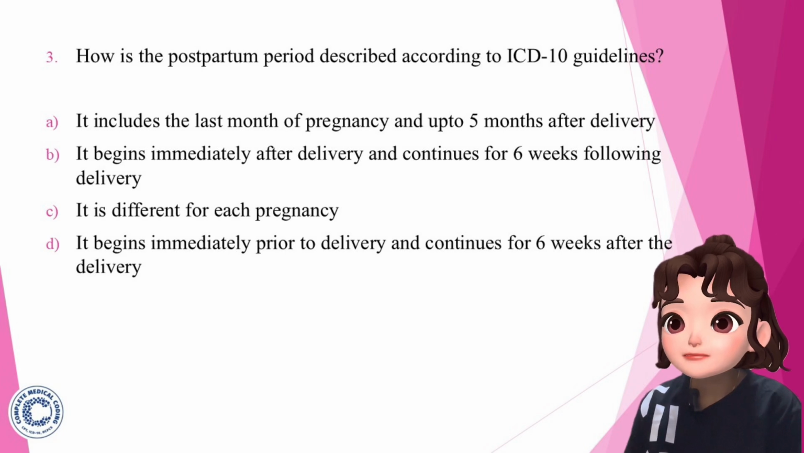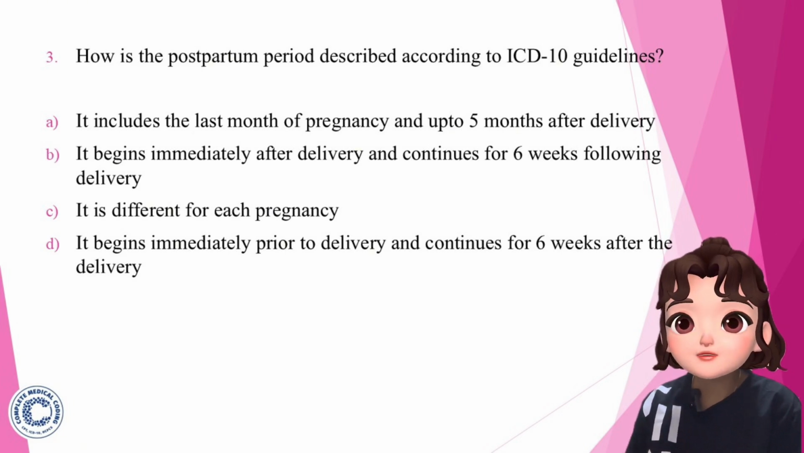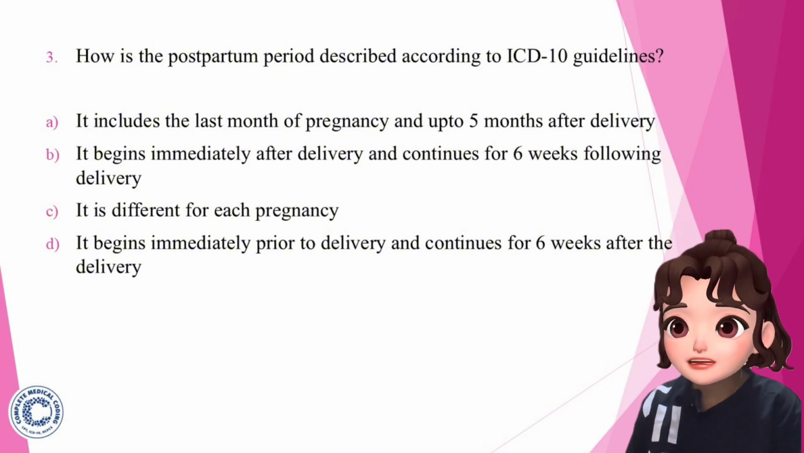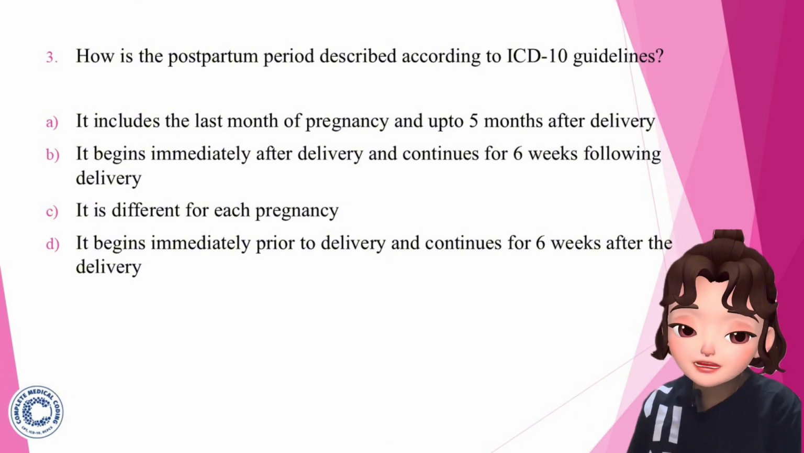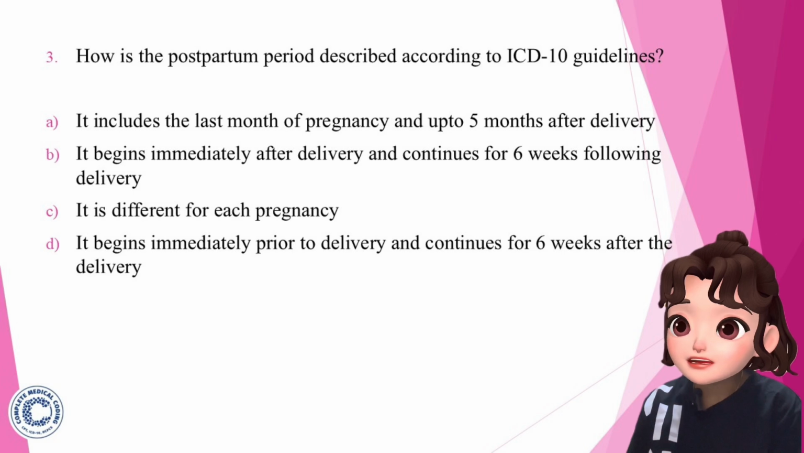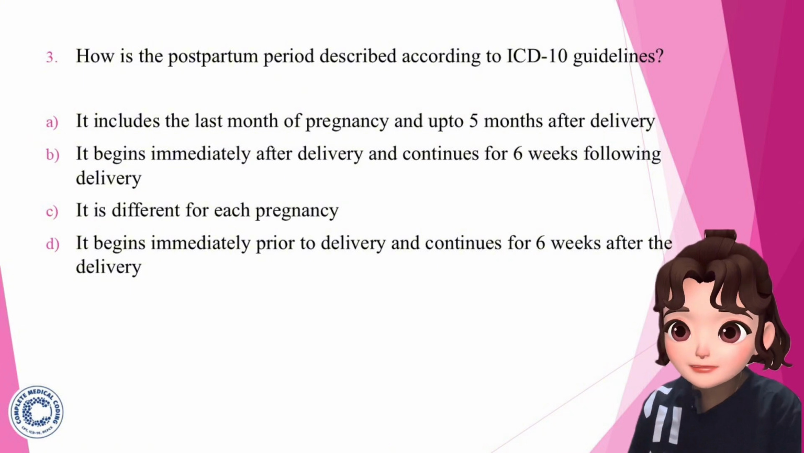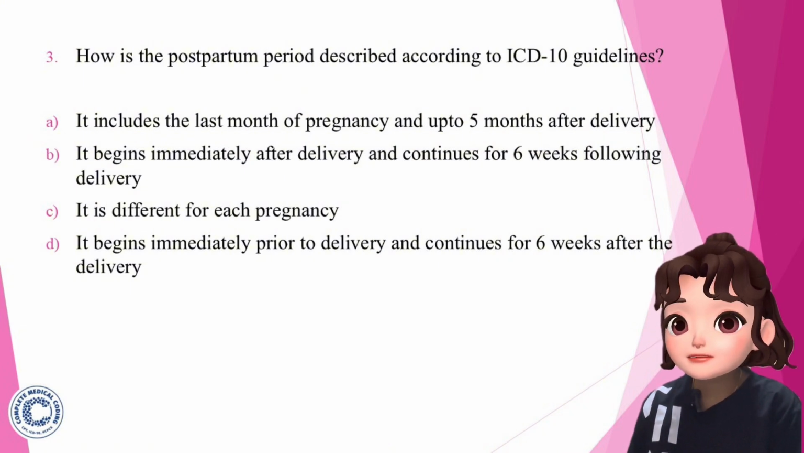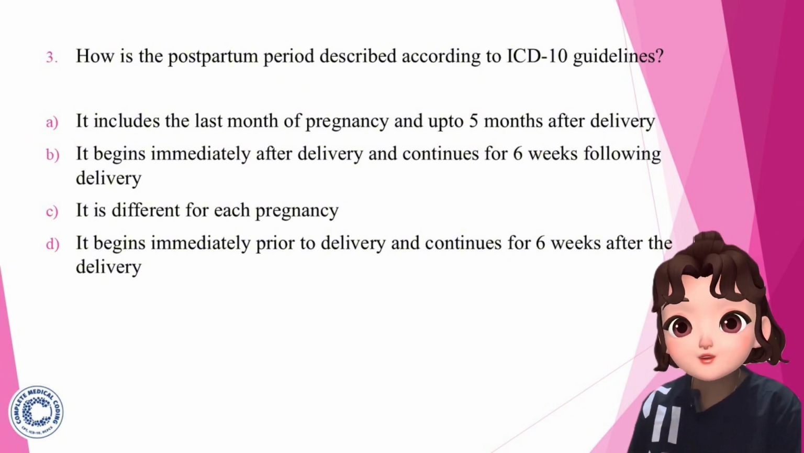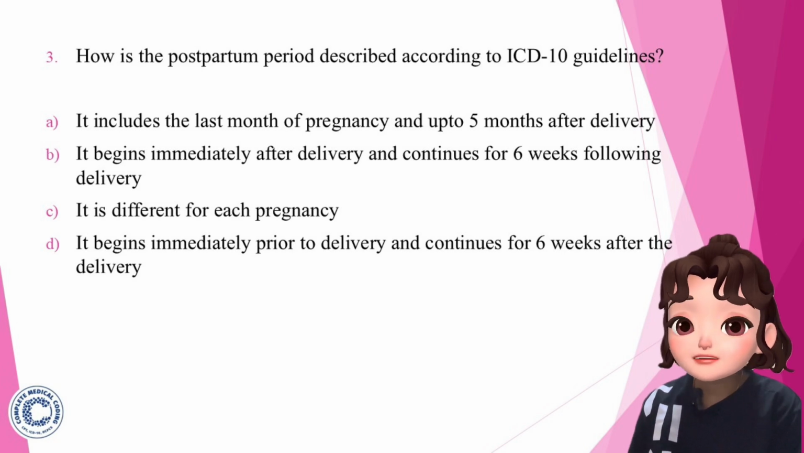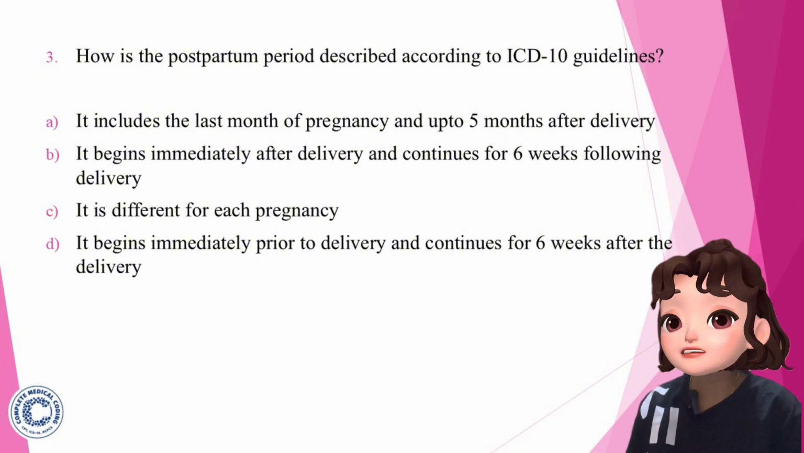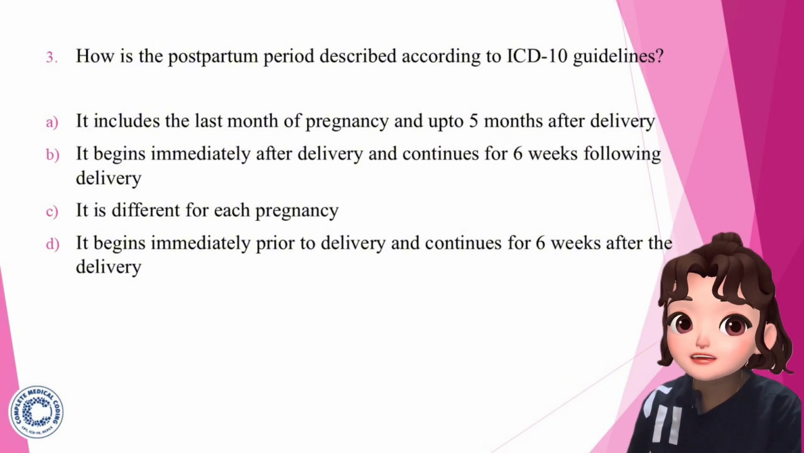What is the first option? Option A, postpartum period includes the last month of pregnancy and up to 5 months after delivery. Option B, postpartum period begins immediately after delivery and continues for 6 weeks following the delivery. Option C, postpartum period is different for each pregnancy. Option D, postpartum period begins immediately prior to delivery and continues for 6 weeks after the delivery.